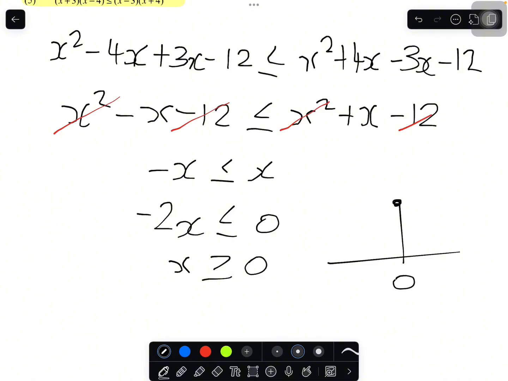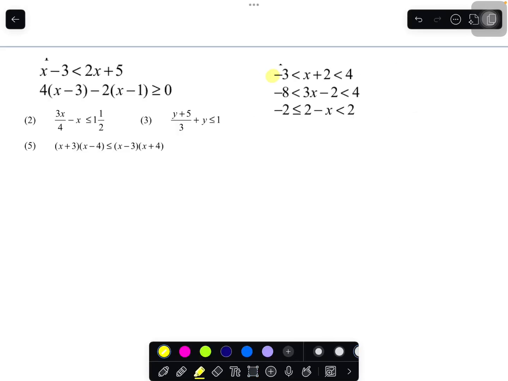I have 0 here, and it's greater than or equal to. Time to move on to our double inequalities. Let's do this question right here. This is slightly different with the double inequalities, but we're still applying the same principles.